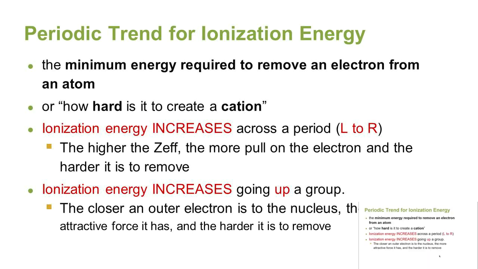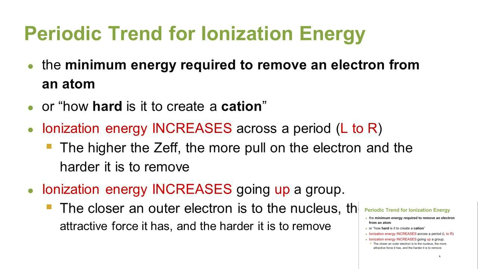Now, ionization energy is another periodic trend. Now, of course, that first means what is ionization energy? We need to define ionization energy. And we kind of talked about it a little bit when we were calculating with the Rydberg electrons in the Bohr atom. That's the minimum energy required to remove an electron from an atom. I can kind of think about it in my mind as, how hard is it to create a cation? Remember, a cation is an atom losing an electron and becoming a positively charged ion.